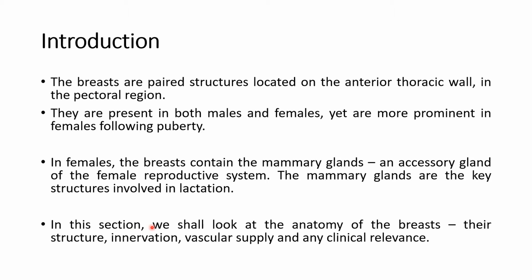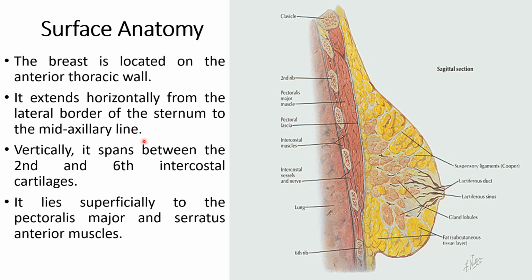In this section, we shall look at the anatomy of the breast, their structure, innervation, vascular supply, and clinical relevance. About the surface anatomy. The breast is located on the anterior thoracic wall. It extends horizontally from the lateral border of the sternum to the mid-clavicular line. Vertically, it spans between the second and the sixth intercostal cartilages. It lies superficially to the pectoralis major and serratus anterior muscles.